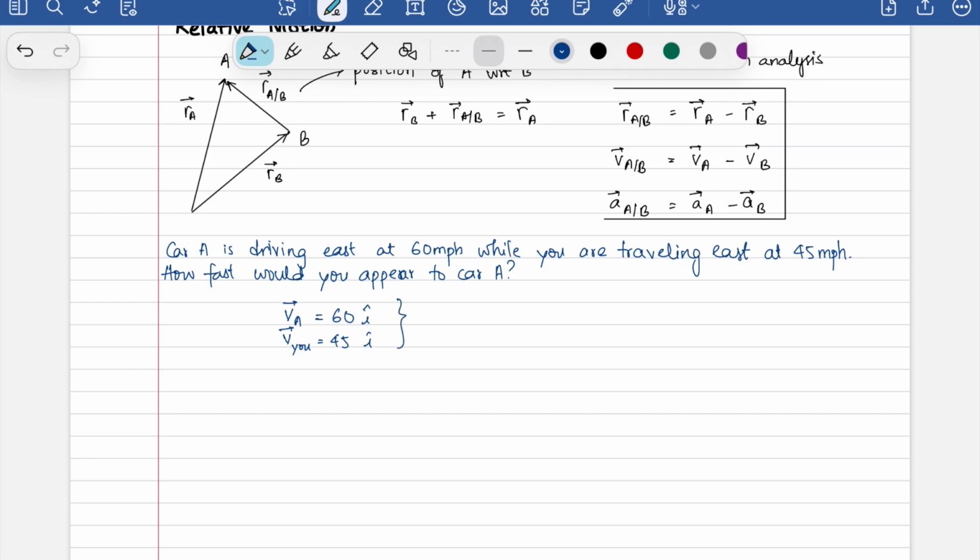How fast would you appear to the car, which is the velocity of U with respect to A, is essentially the velocity of U minus the velocity of A, which is (45 minus 60) i hat, giving you minus 15 i hat miles per hour. What does the minus sign mean? It just means that it will be 15 miles per hour to the west.